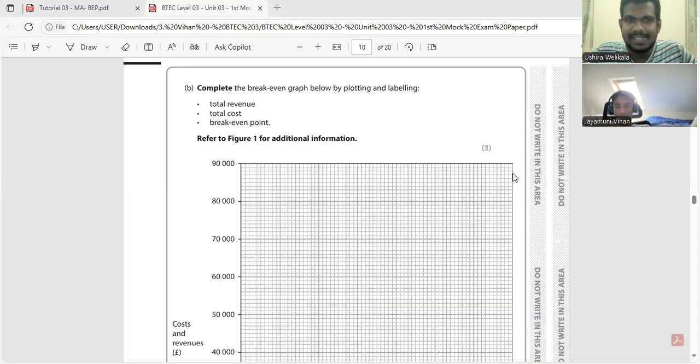Right. So as I said, we are now focusing on the BTEC level 3 qualification, the area relevant to accounting. We call it management accounting. Vihan is there. Hi Vihan. Hi, sir. As I said earlier, your exam paper for BTEC level 3 unit 3 area, you have to focus on the relevant management accounting area. Today we are planning to discuss break-even point analysis.